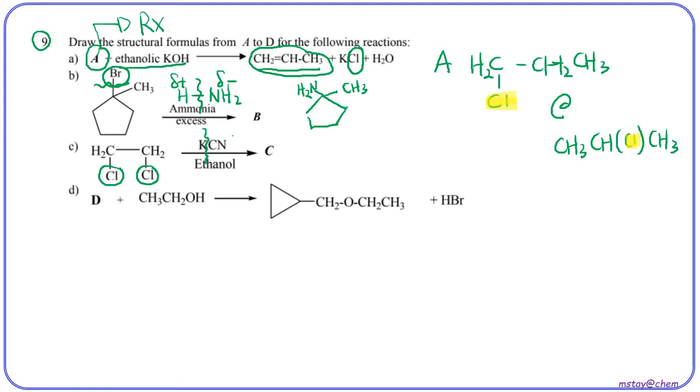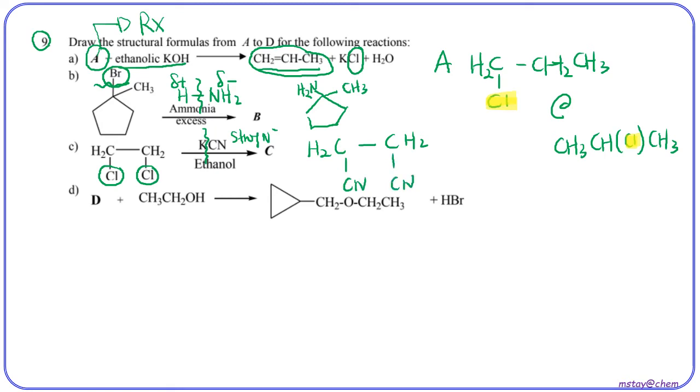Next, C. We see there are two halogens over here, and then we add KCN. So the bond will break between K plus and CN negative. Just recall, KCN is a strong nucleophile. So here in the H2C, CH2, the Cl will be replaced by the CN.